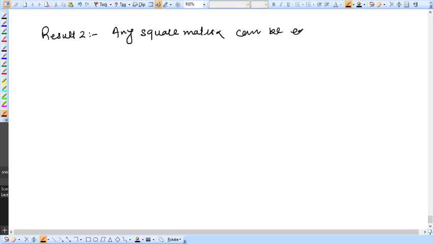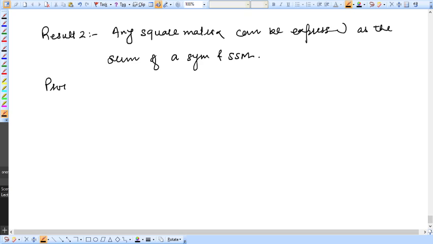as the sum of a symmetric and a skew symmetric matrix. Okay, pretty simple, not a big deal to prove this result. You can prove it by yourself also, but I'm just giving a brief idea because you have done this earlier, so I'm just brushing up your concepts.